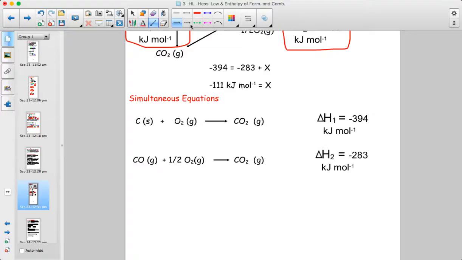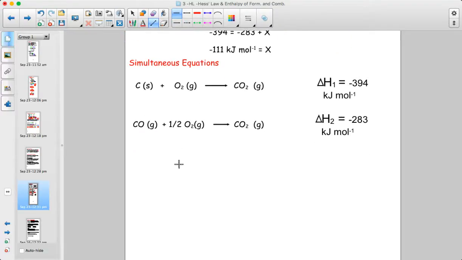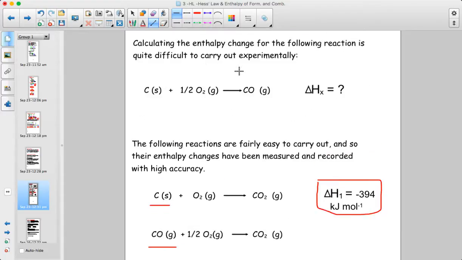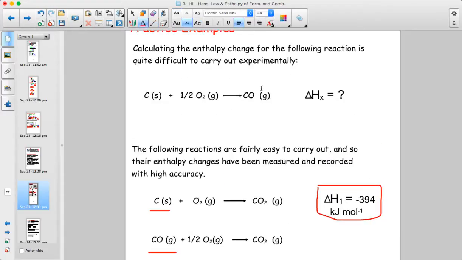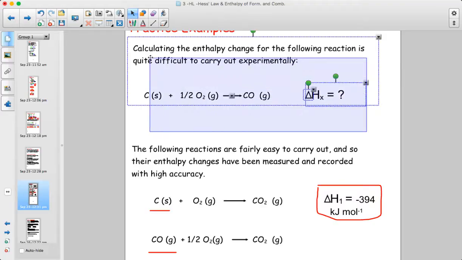If you want to do the simultaneous equation method instead, we know these two equations, and what we need to do with them is try to make them add up to the equation that we don't know the enthalpy change for. So that equation is up here. So I'm going to grab it.